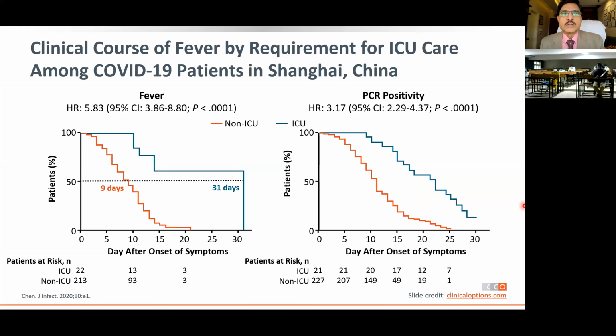So the clinical course of fever by requirement of the ICU, as you can see here, the blue line and the red line. Blue line is the ICU care, and red line is the non-ICU care. In 9 days, the people in non-ICU are recovering. ICU people are even recovering up to 31 days or even more. So the number of patients who are in the ICU is around 10, 15, 20, even 31 days. But majority of the people who are non-ICU, by about 2 weeks, they should be back home.